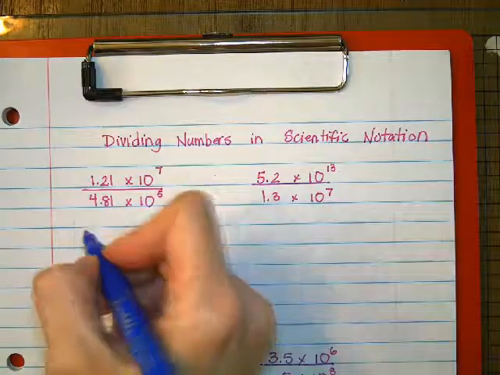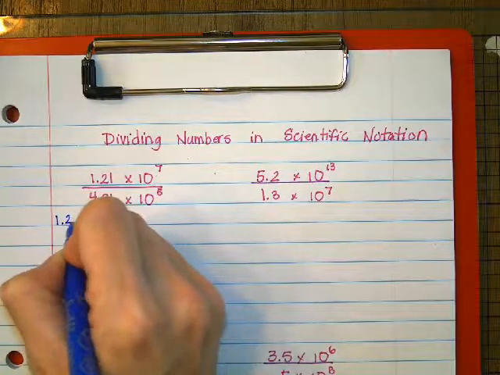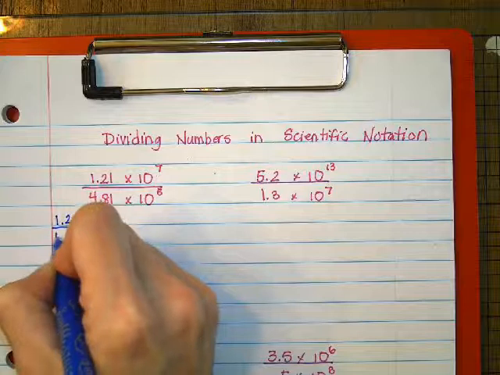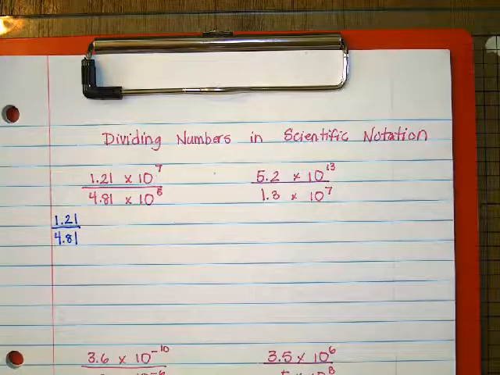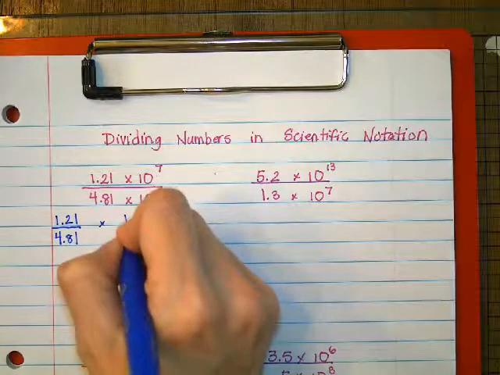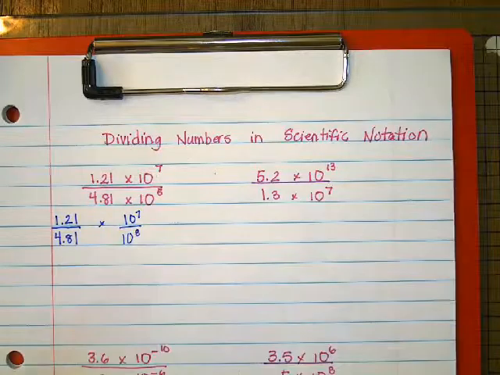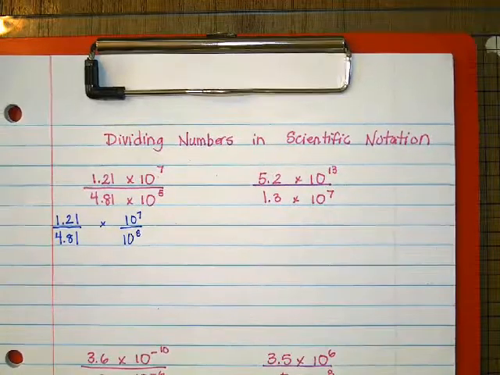So we're going to first separate this out. It's going to look like this, 1.21 divided by 4.81. That's what you're going to solve first. Then it's going to be times 10 to the 7th divided by 10 to the 8th. That's how we're breaking this apart into two different components.